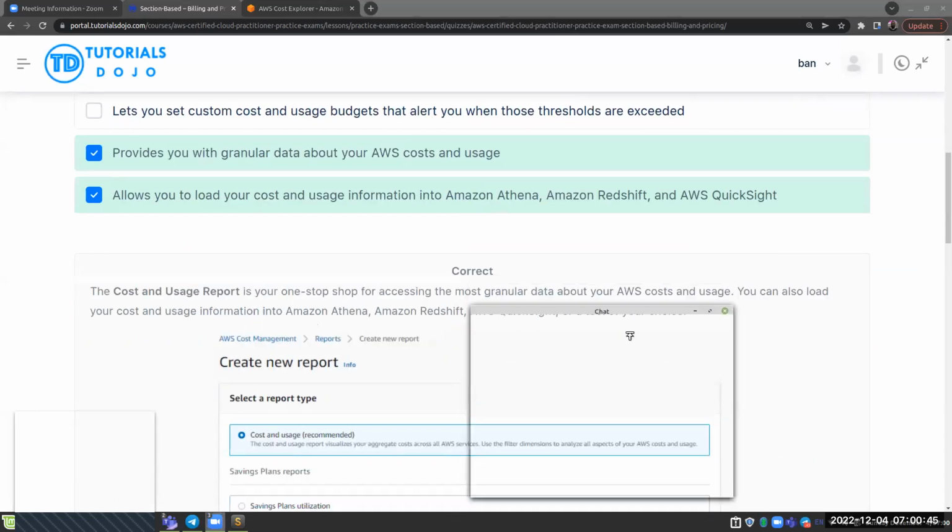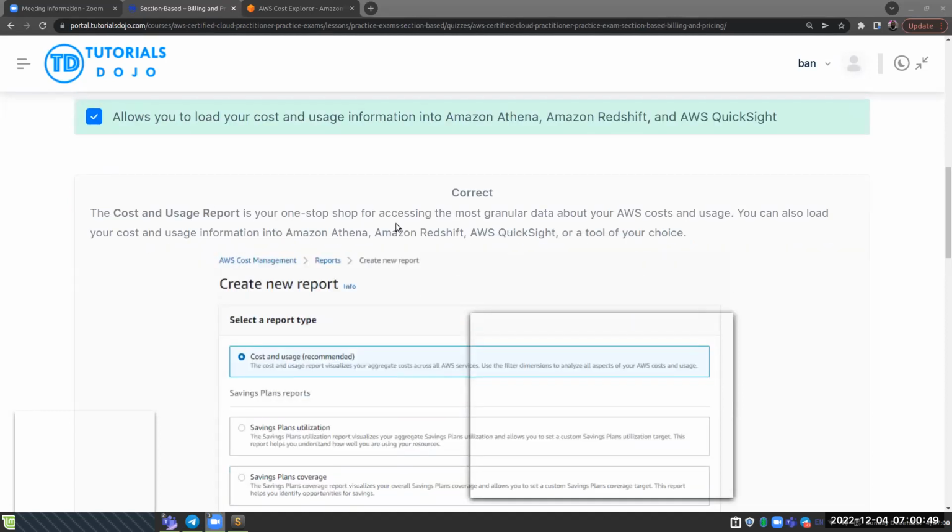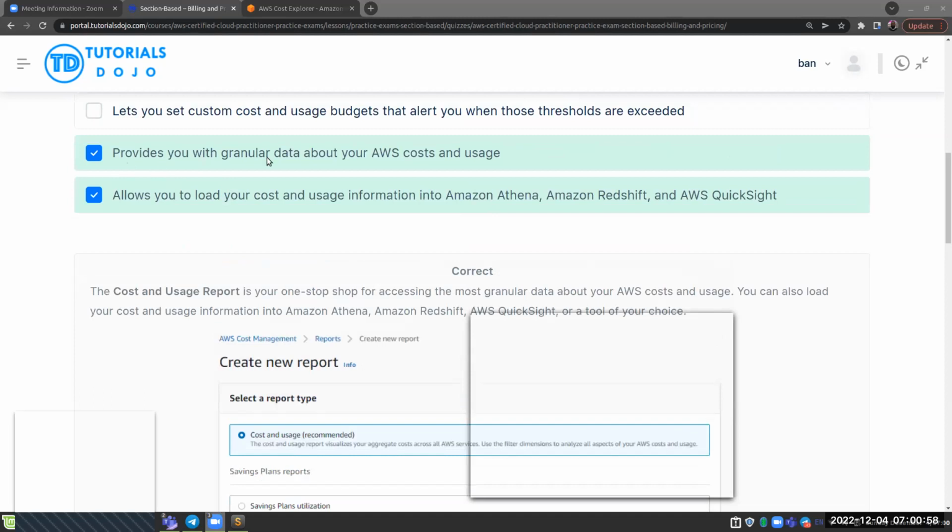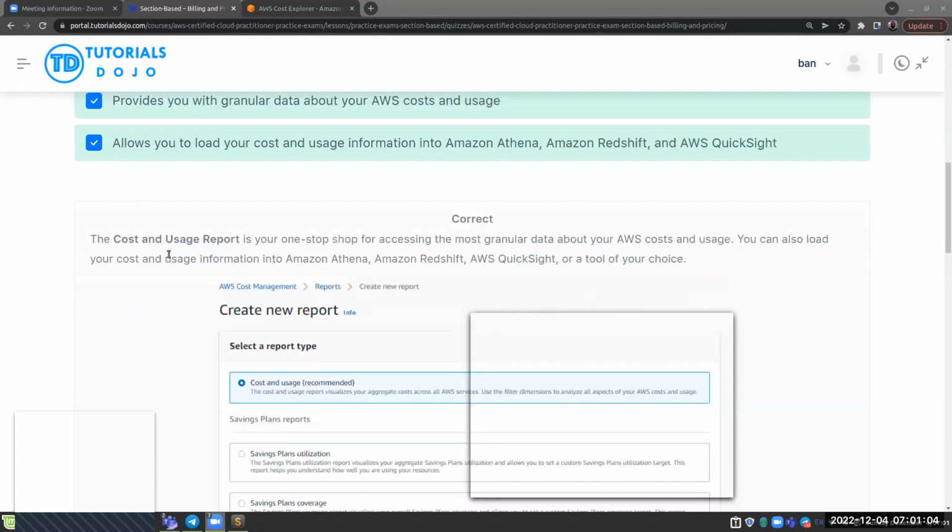We just reviewed that, so just remember the Cost and Usage Report is the one-stop shop for accessing the most granular data about your AWS cost and usage. So that's the first part, provides you with granular data about your AWS cost and usage. And then the next thing about Cost and Usage is you can load your cost and usage information into Amazon Athena, Redshift, and QuickSight. So the last one as well.